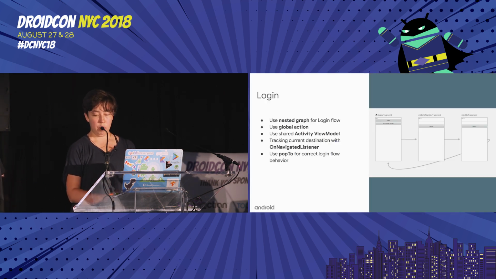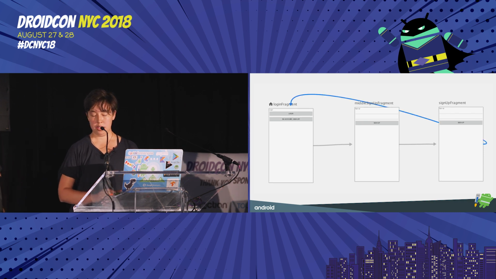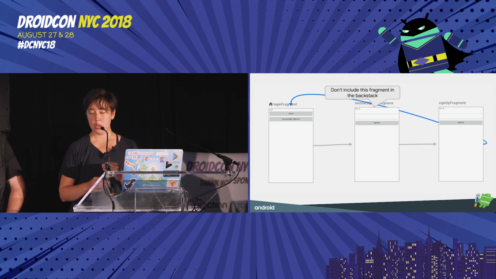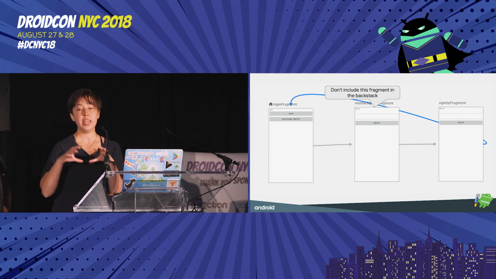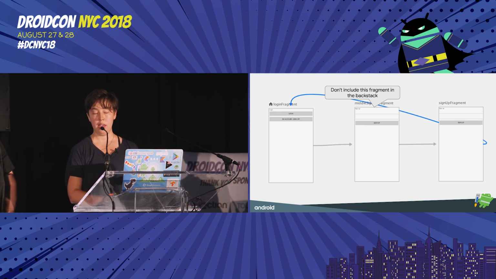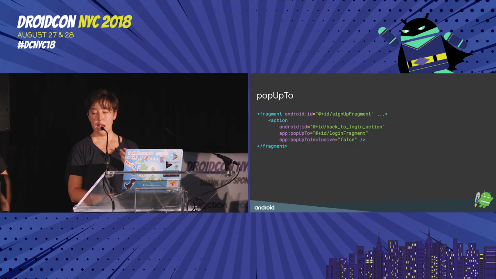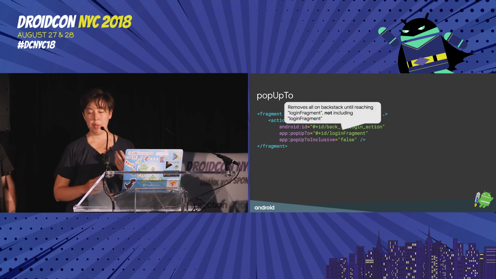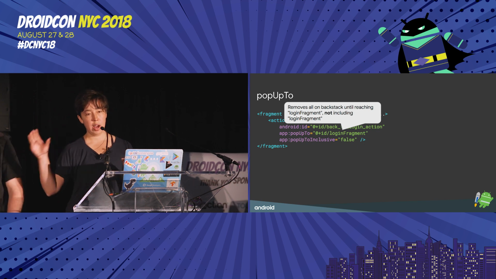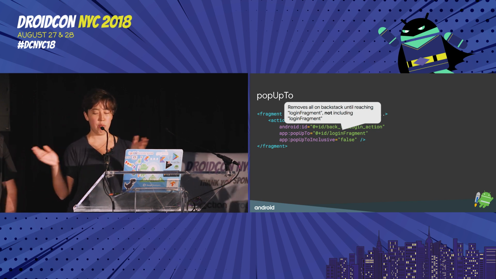OK, and finally, we can use popUpTo behavior for correct login flow behavior. So let's say that when I'm taking this action, I've finished signing up my user, I want to go back to my sign-in screen. So I don't want to include any kind of intermediate screens on the backstack. So if I want to have a navigation action that looks like that, I can use this popUpTo attribute here. And basically what that's saying is remove everything on the backstack until I get to the login fragment, which again is the first screen in my login flow. So from where I am at the end to my start, remove everything in between.